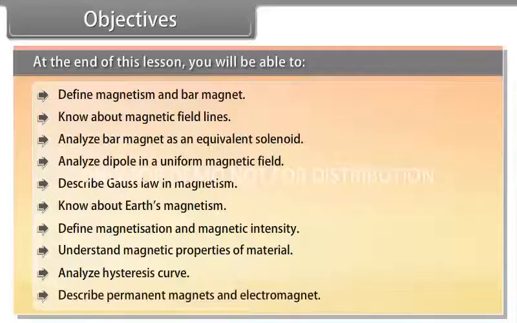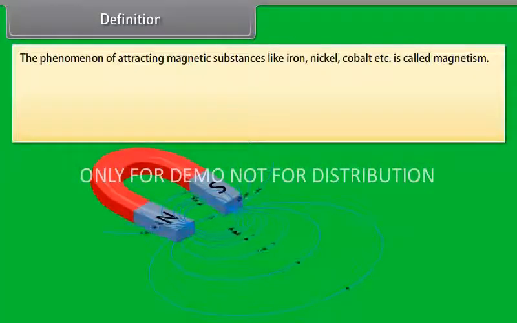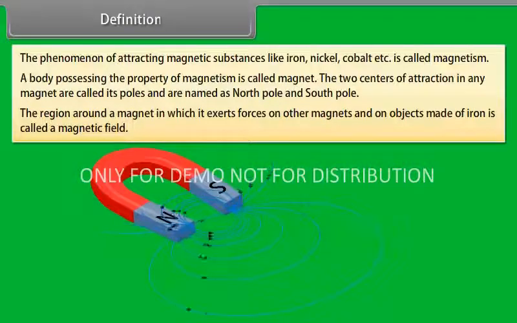and electromagnet. Definition. The phenomenon of attracting magnetic substances like iron, nickel, cobalt, etc. is called magnetism. A body possessing the property of magnetism is called a magnet. The two centers of attraction in any magnet are called its poles and are named North Pole and South Pole. The region around a magnet in which it exerts forces on other magnets and on objects made of iron is called a magnetic field.